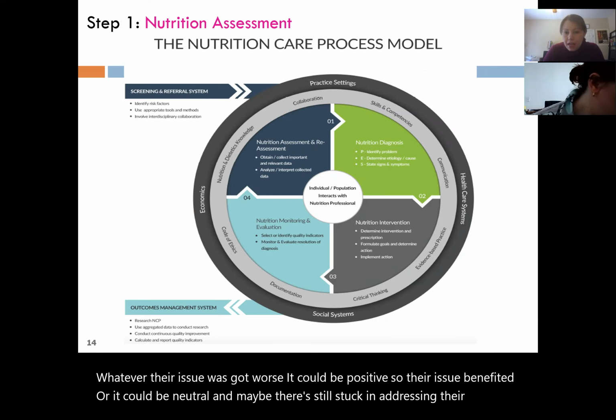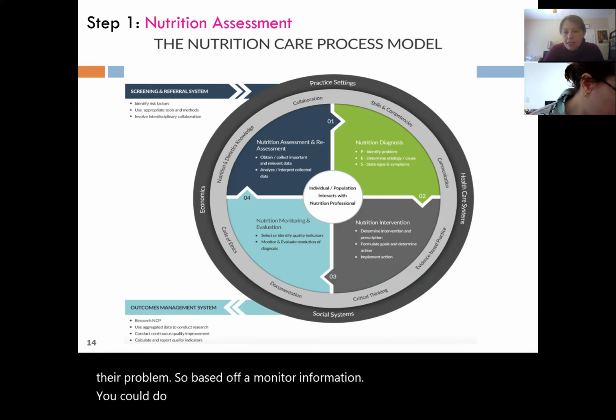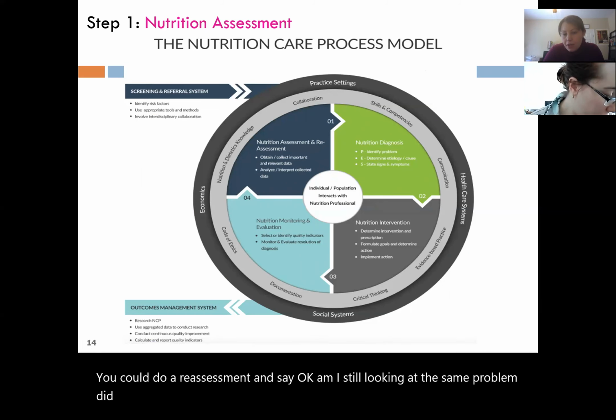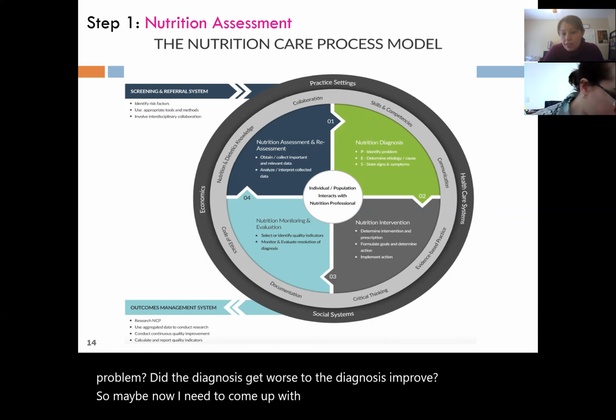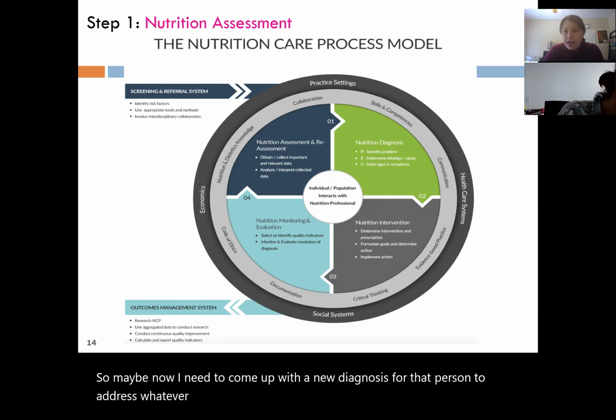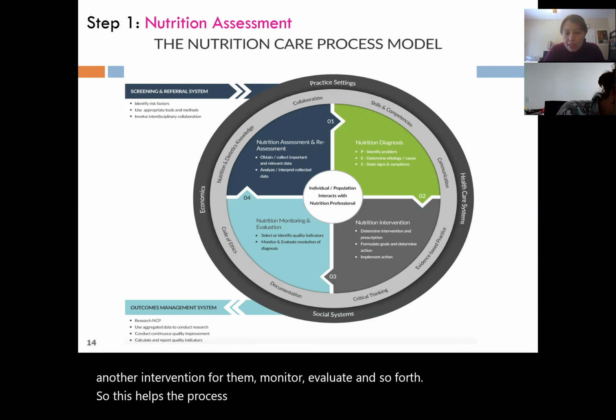So based off on that information, you could do a reassessment and say, okay, am I still looking at the same problem? Did the diagnosis get worse? Did the diagnosis improve? So maybe now I need to come up with a new diagnosis for that person to address whatever the next step is. And then you would design another intervention for them, monitor, evaluate, and so forth. So this helps the process be more effective as well as reflective.